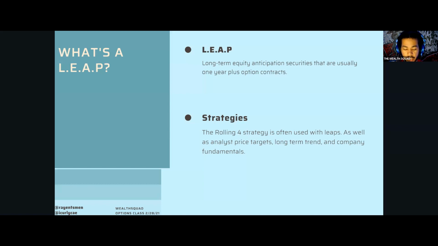price targets. A price target is set by an analyst for a year from now. It doesn't mean that when they set their price target it's going to happen the next week or the next month. It's usually a year that they're giving themselves for that price target, as well as a long-term trend or the company fundamentals. That'll be why somebody might buy a LEAP.